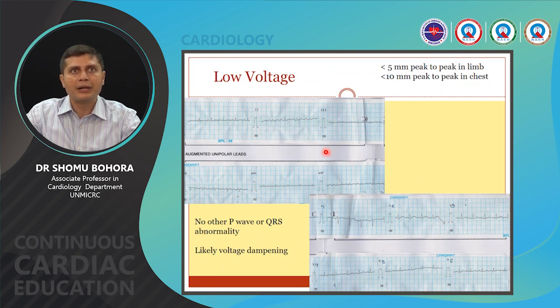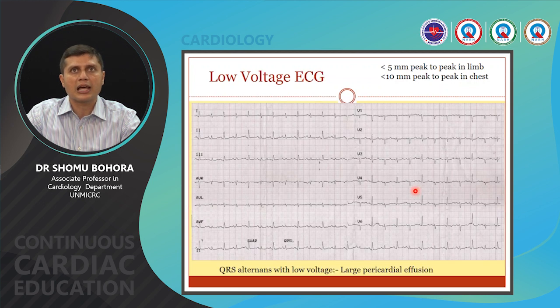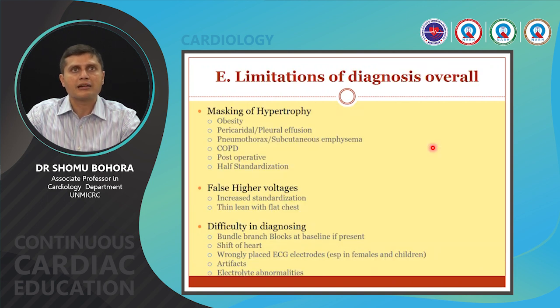If it is dampening, the P wave, the QRS, as well as the T wave nearly remain normal. So if no P wave or QRS abnormality is seen, the heart rate is normal, and no axis change is seen, then it is more likely to be dampening related. This is a classical QRS alternans seen in large pericardial effusions, where the P wave and the QRS are seen to be low voltage. However, the P wave morphology doesn't suggest any atrial enlargement.